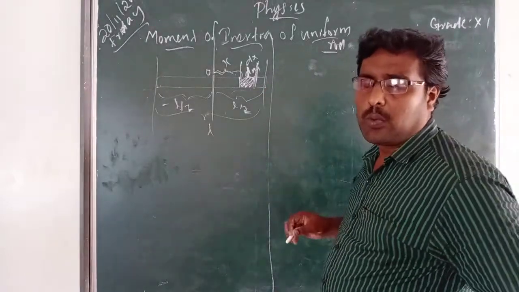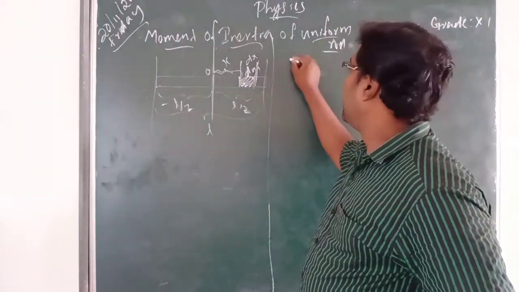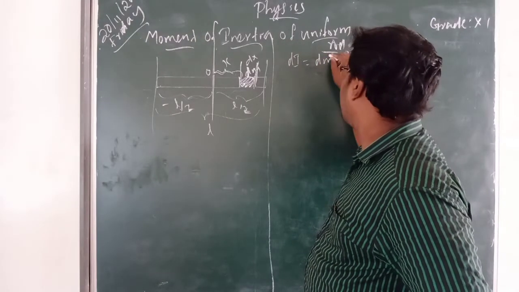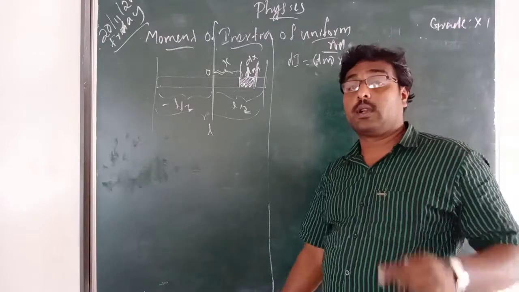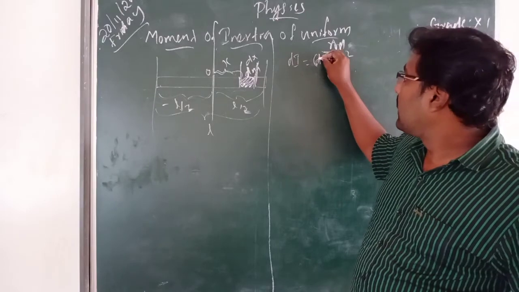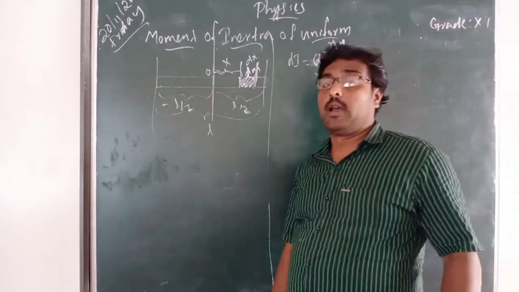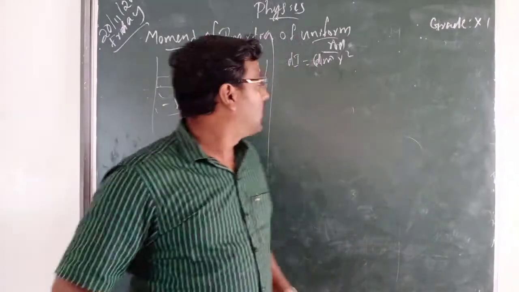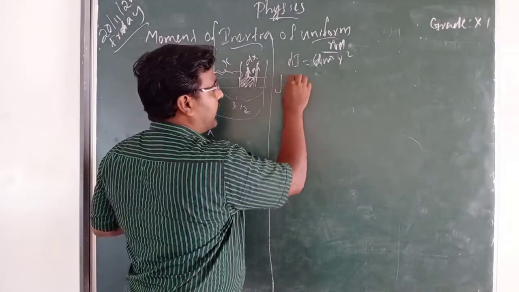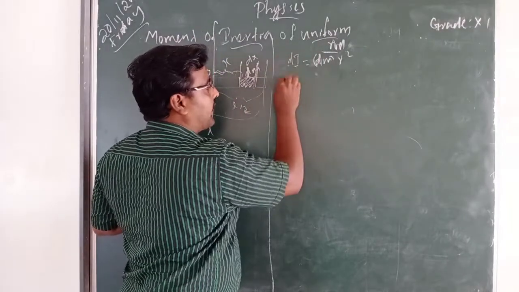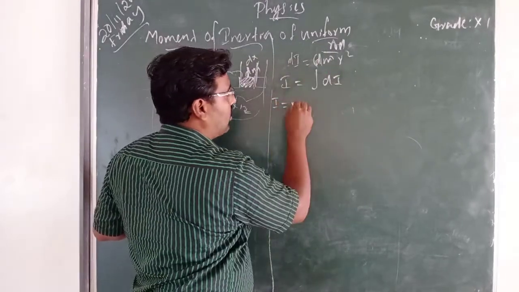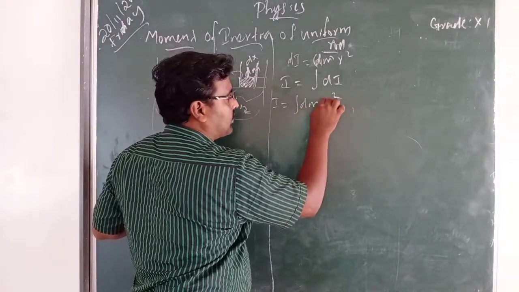Now you know the moment of inertia formula: dI is equal to dm r square. For an infinitesimal object we use dm r square, where r means distance. This is our basic formula. Now we have to find the moment of inertia by integrating this. So I means integration of dI, so I is equal to integration of dm r square.